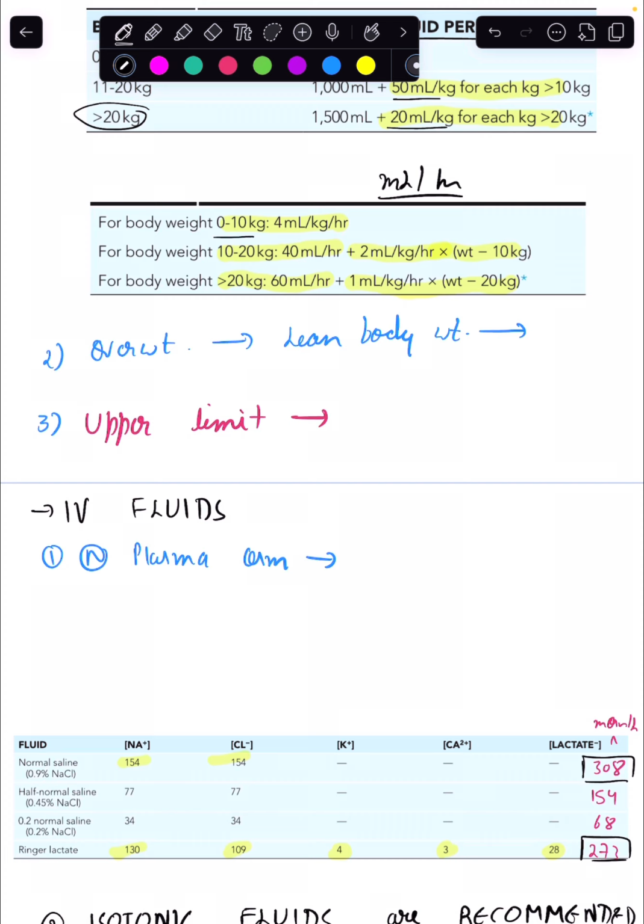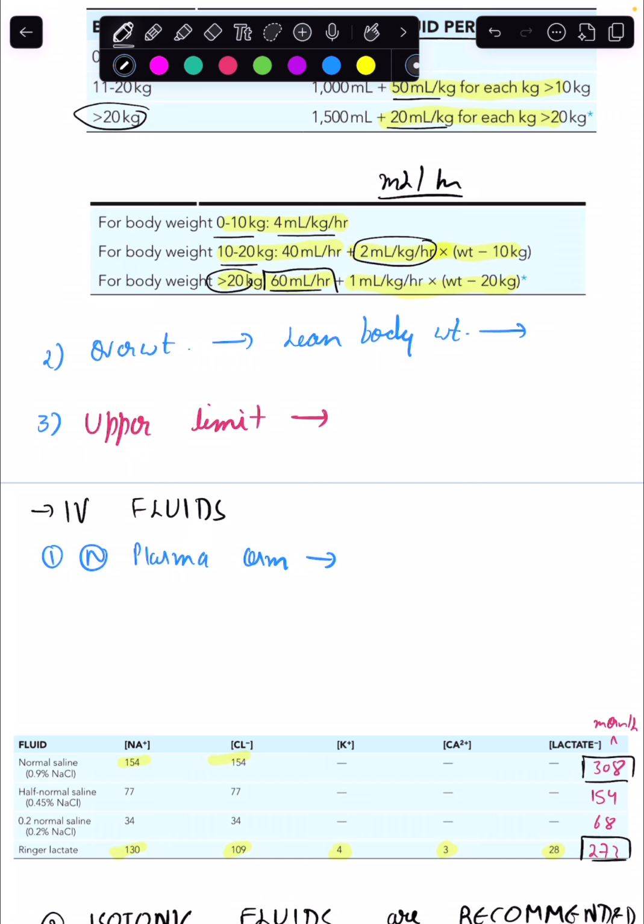So this is the easier way to remember. For the first 10 kg you just write 4 ml per kg per hour. Now for the next 10 kg add 2 ml per kg per hour. And now if the child is more than 20 kg, we have the baseline of 60 ml per hour, and in that we add 1 ml per kg per hour, however much the weight is more than 20 kg.